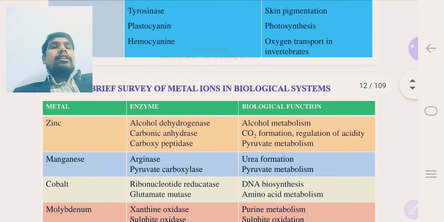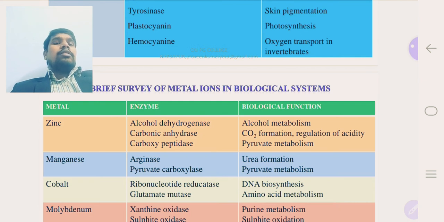And some other metals: zinc containing three major enzymes. That is alcohol dehydrogenase, whose function is alcohol metabolism. Another one, carbonic anhydrase, is involved in CO2 formation and regulation of acidity. Carboxypeptidase, pyruvate metabolism. Manganese-containing arginase, manganese metal ion, pyruvate carboxylase, urea formation, the function is pyruvate metabolism.